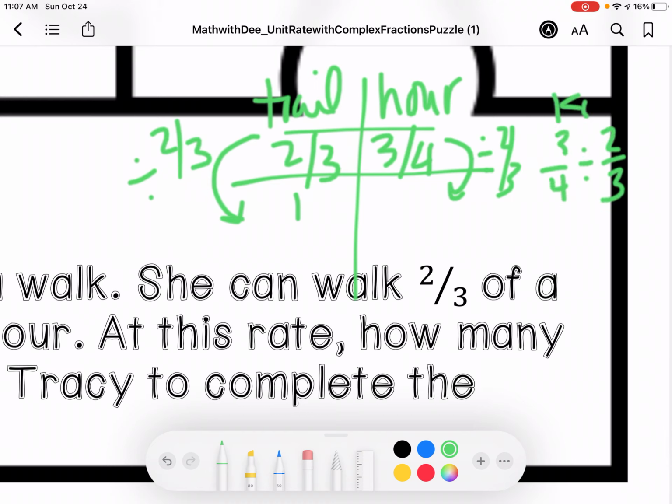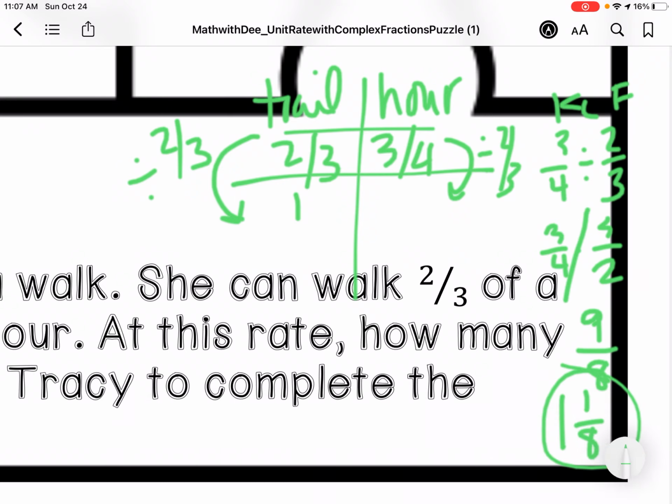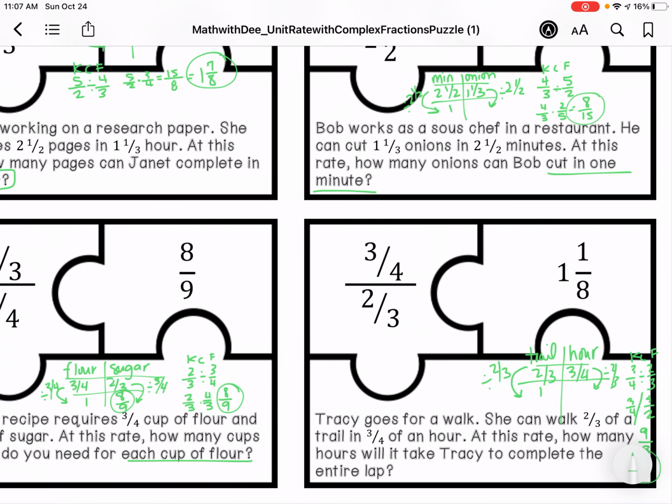So I'm going to keep, change, flip. 3/4 times 3/2, which leaves me with 9/8, which is 8 goes into 9 one whole time with 1/8 left over. So I have 1 1/8. So it's going to take 1 1/8 of an hour for him or her to go around the track.